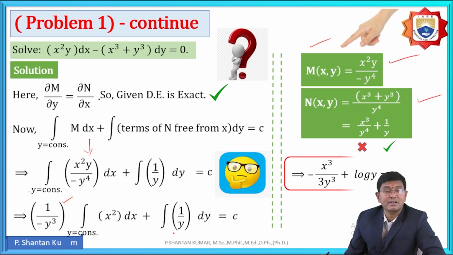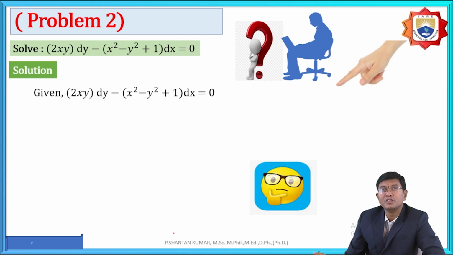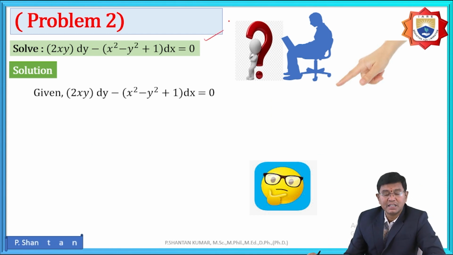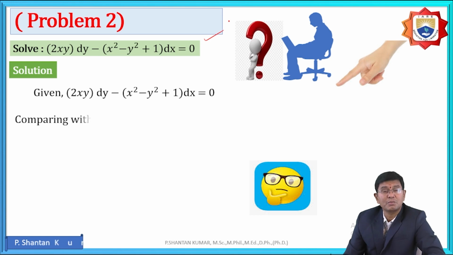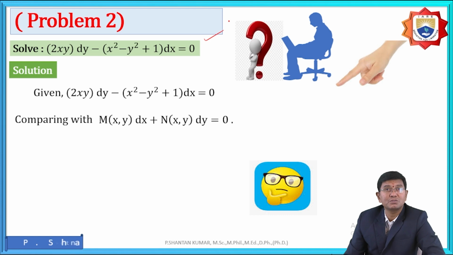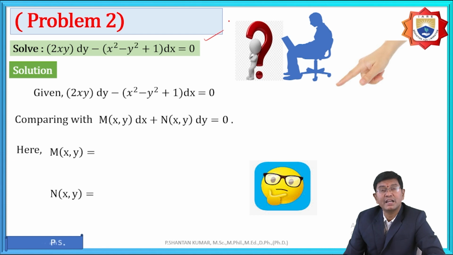That is the final required solution. Second one: 2xy dy minus (x square minus y square plus 1) dx is equal to 0. And here also we need to observe it properly. The equation is M dx plus N dy is equal to 0. And here M is equal to 2xy, and N is equal to minus (x square minus y square plus 1), that is, minus into minus, so M is equal to 2xy is clear, and N is equal to minus x square plus y square minus 1.